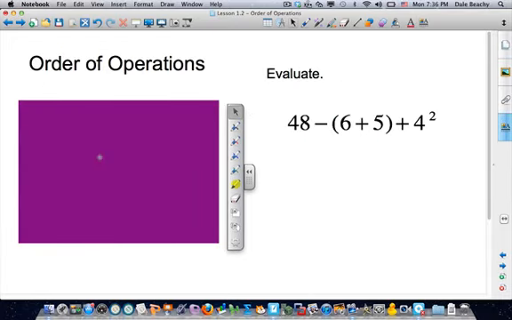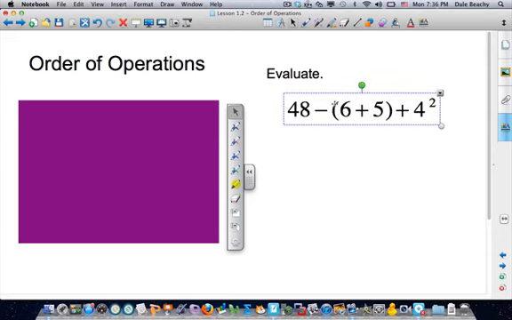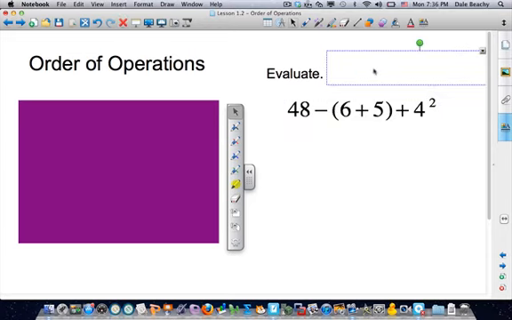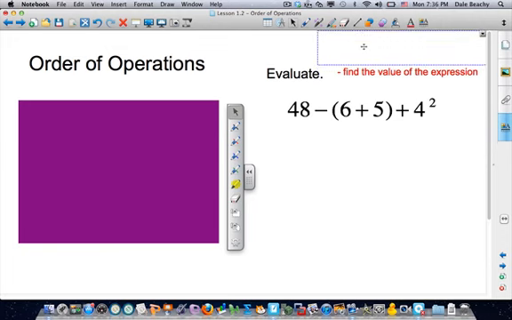Let's evaluate the expression on the right side of the screen as we review the order of operations. You will recall that when you evaluate an expression, you simply find the indicated value of the expression. Now you can see that you have multiple operations in this expression. So in order to find a uniform value, we want to follow the order of operations.